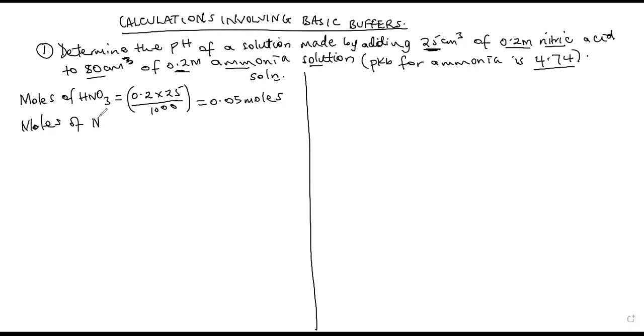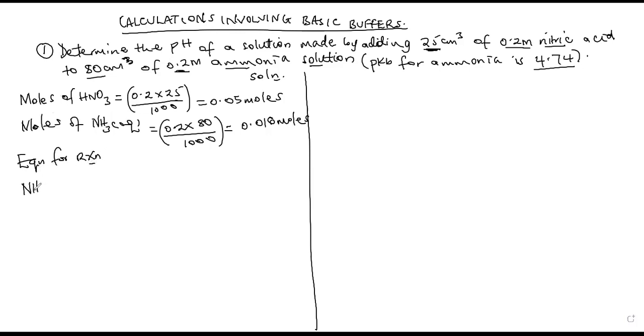From there, we get moles of ammonia solution. Moles of ammonia solution will be equal to 0.2 times 80 out of 1,000, and this will give us 0.016 moles. Now, we have to write the equation for the reaction between ammonia solution and nitric acid, and this will give us ammonium nitrate.